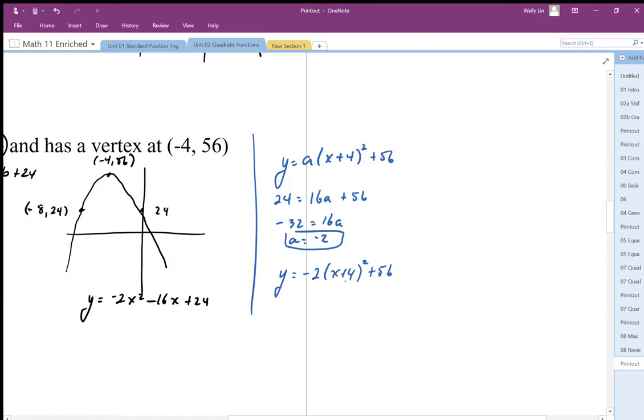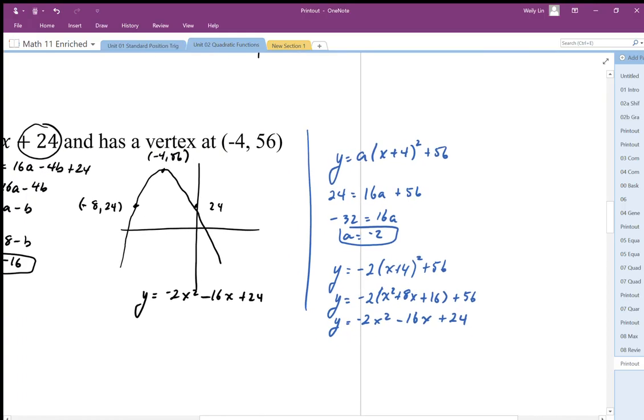So if I want to solve for b, I just expand this and combine like terms. So I end up with x squared plus 8x plus 16, plus 56, and then multiplying that out. There's my negative 16 for b. Negative 32 plus 56 is plus 24, which I already knew from the original equation.